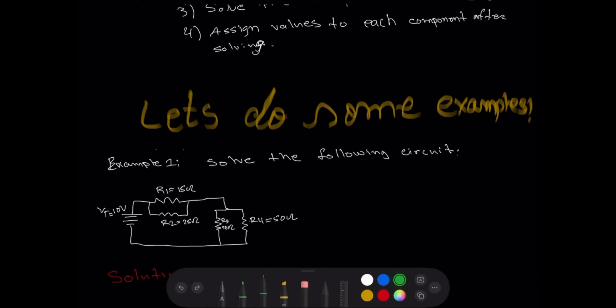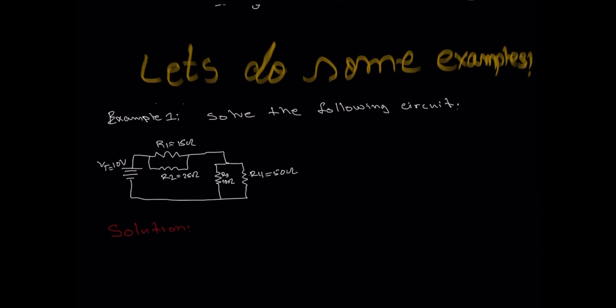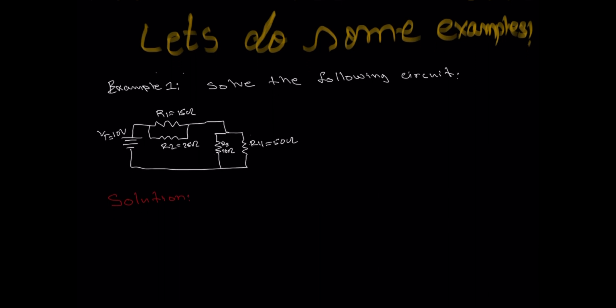Let's use green color here. So the example says solve the following circuit. That means we have to find Ohm's law's components. We already have the resistors, but we don't have V1, V2, V3, or V4, and the same goes for I1, I2, I3, I4. We don't have IT either, and we will have to find RT. So we have this many unknowns here.